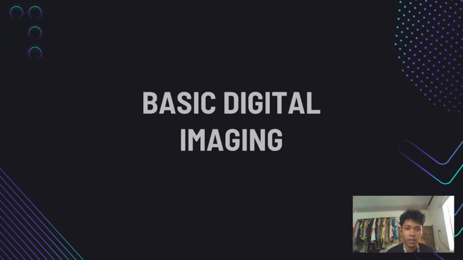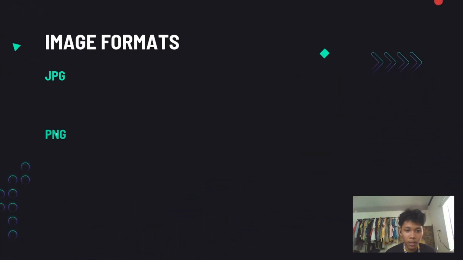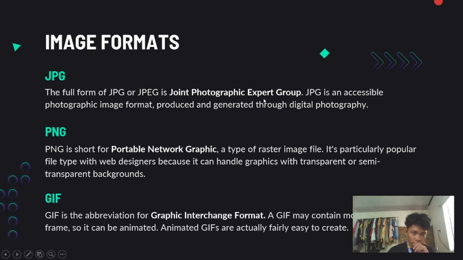Okay, next is basic digital imaging. So we have basic digital imaging, we have JPEG, PNG, and GIF. So what is JPEG? The full form of JPEG is Joint Photographic Experts Group. JPEG is an accessible photographic image format produced and generated through digital photography. So as you can see and you can read, JPEG is an image format.